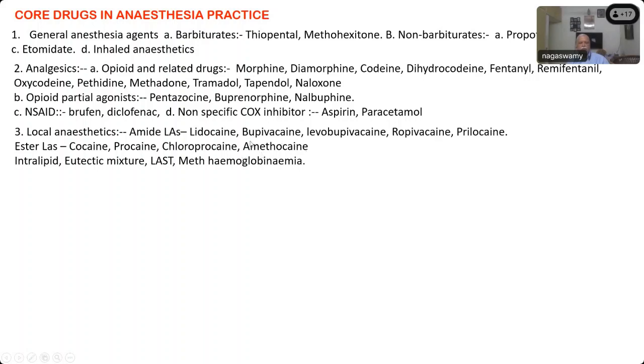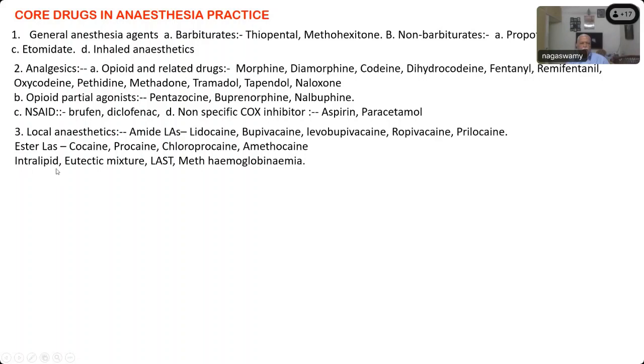And where is amethocaine used? Amethocaine is also ester linked and it is used as lozenges for local anesthesia during airway management to anesthetize the throat and the glossopharyngeal nerve. It is available as lozenges like your Vicks, Halls, like that. The patient can just suck it in the mouth and the whole oral cavity and pharyngeal cavity will become anesthetized.